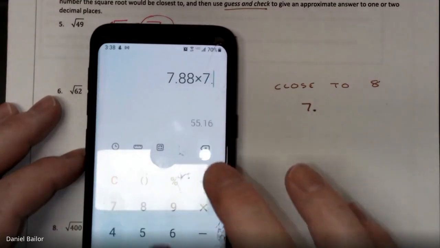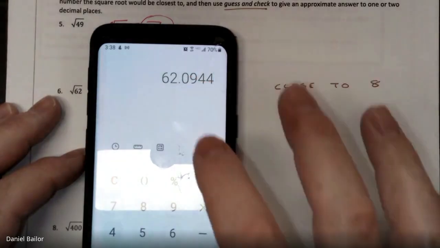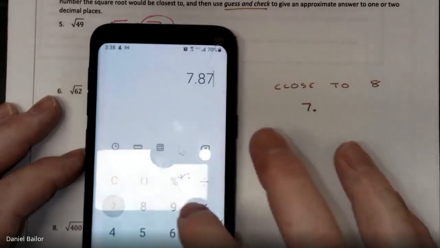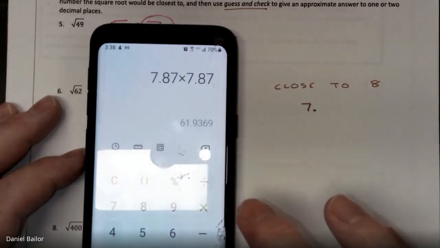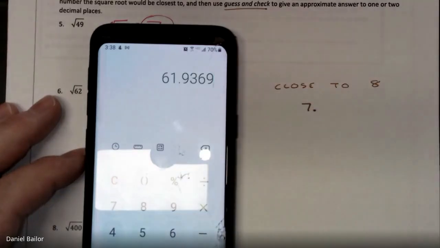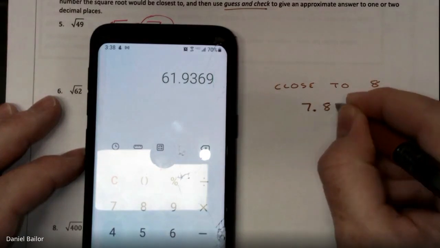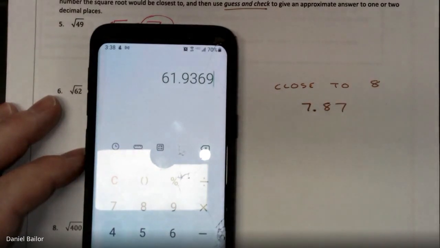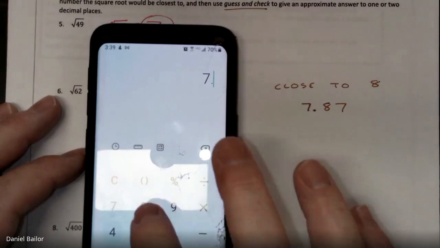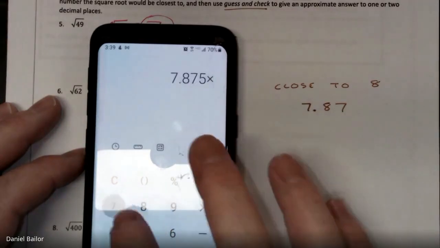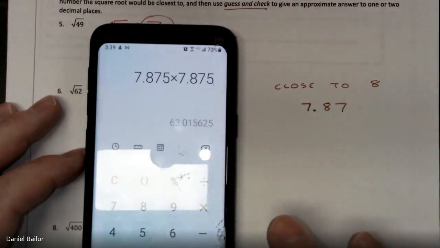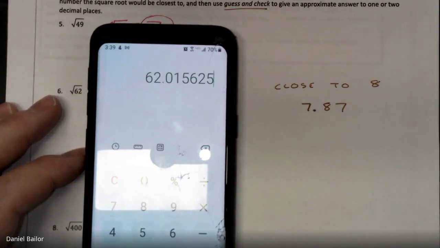7.88 times 7.88 was about 9 away. 7.87 times 7.87 was about 7 away. So let's just stop here and say 7.87. If we want to get closer, we can do 7.875 times 7.875, and we get even closer.